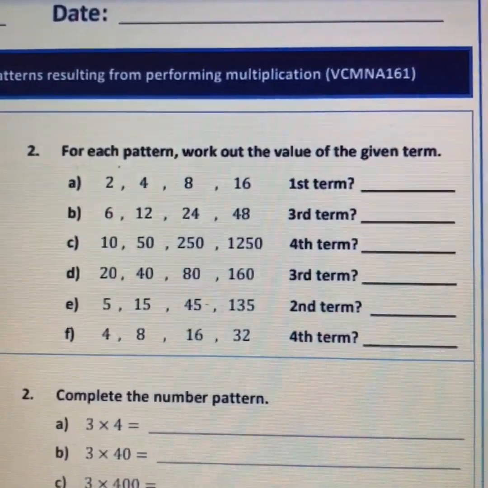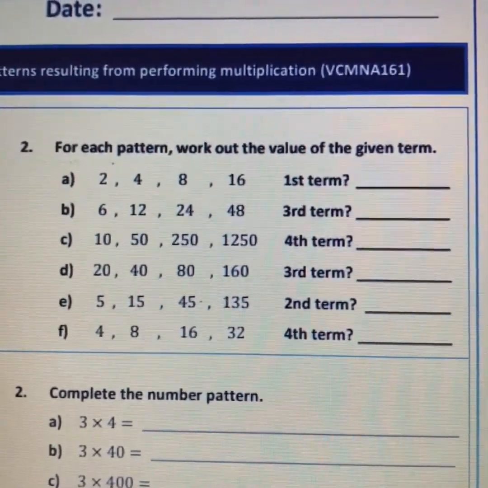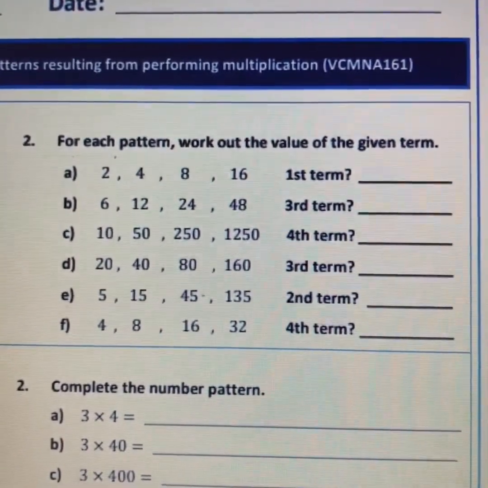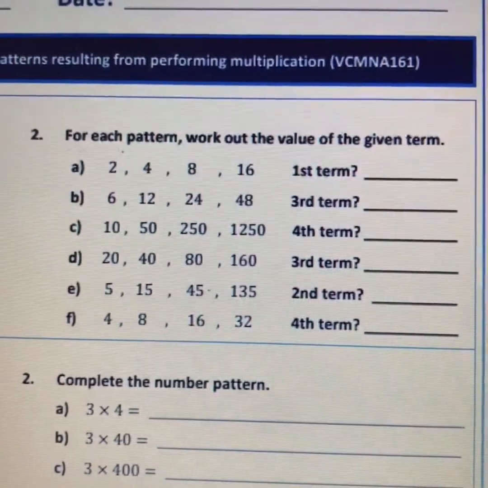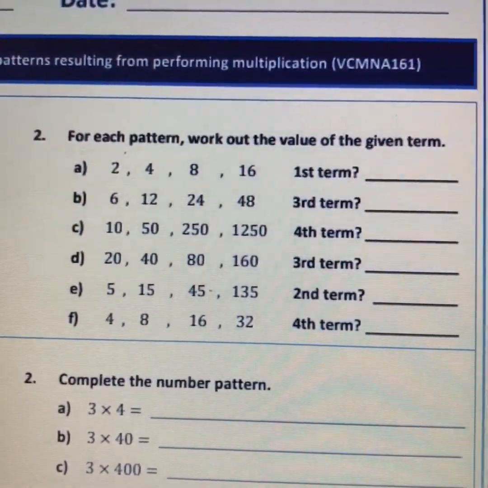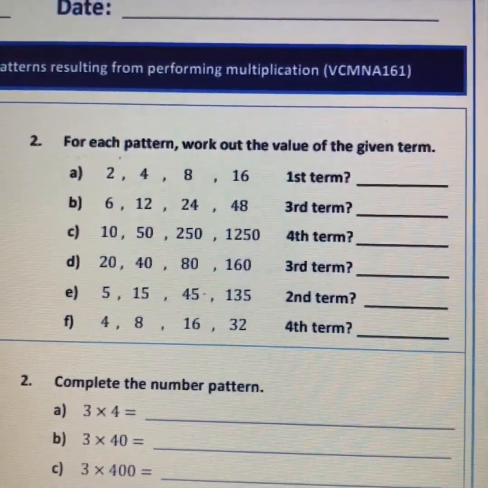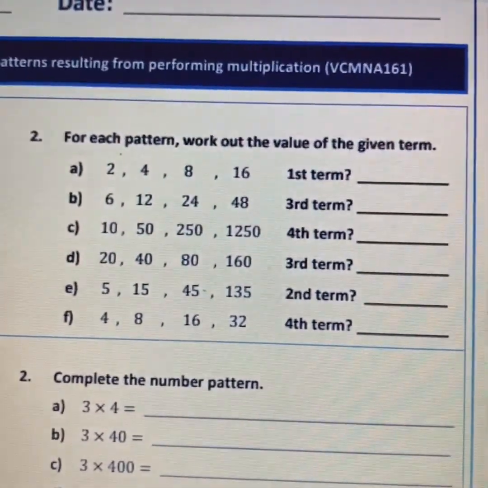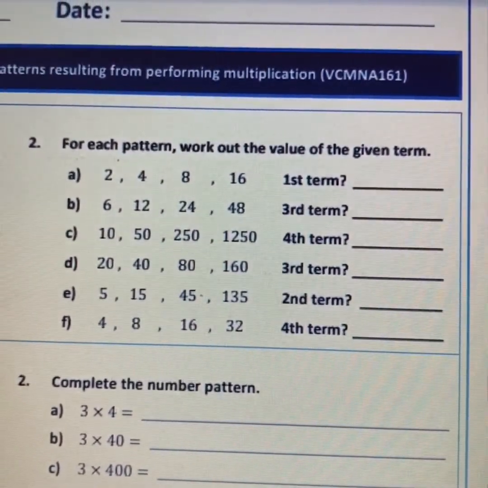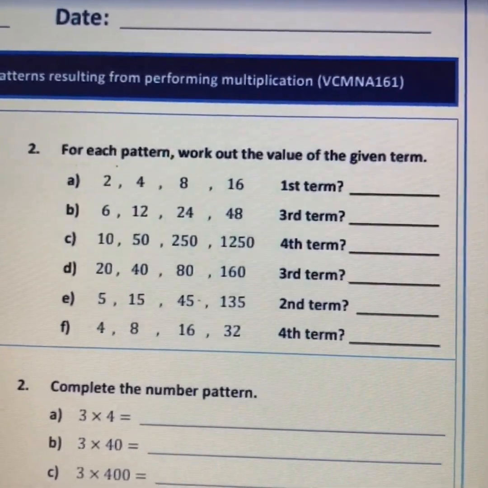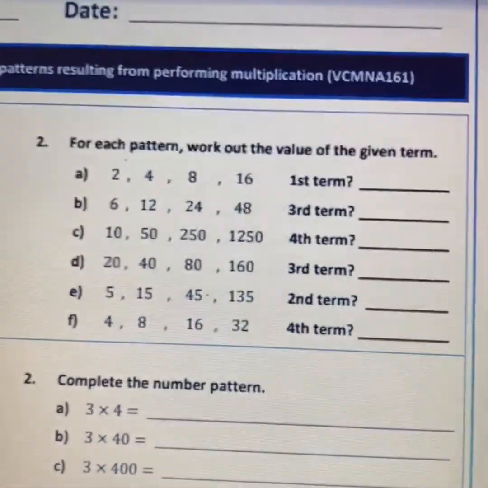The only other language you might find a bit tricky in this worksheet is it's asking for the value of each term there in question 2. The value of a term just means what is the first number in the pattern. So that first question there, 2, 4, 8, 16, the first term is 2. The third term in the second one, what's the third number in the series? 6, 12, 24, 48. The third number there is 24.